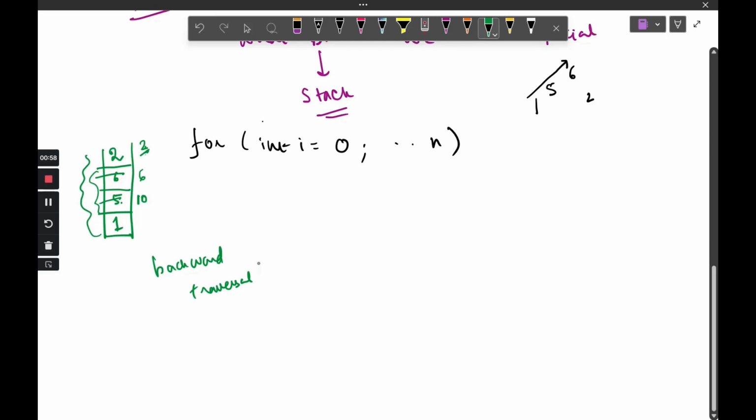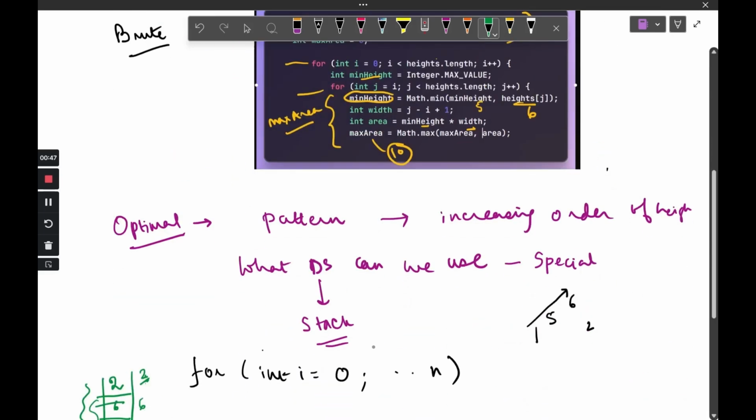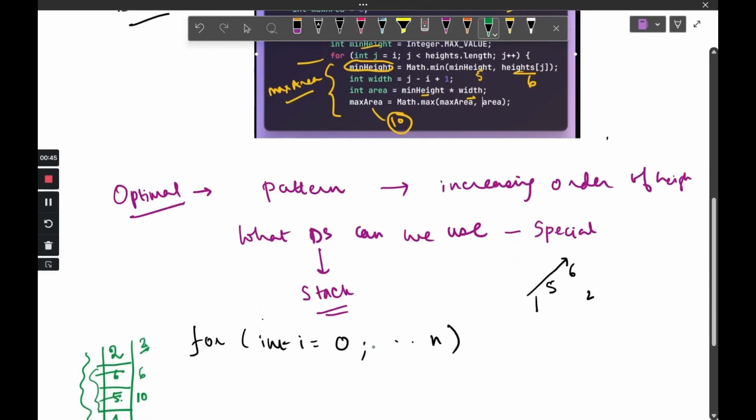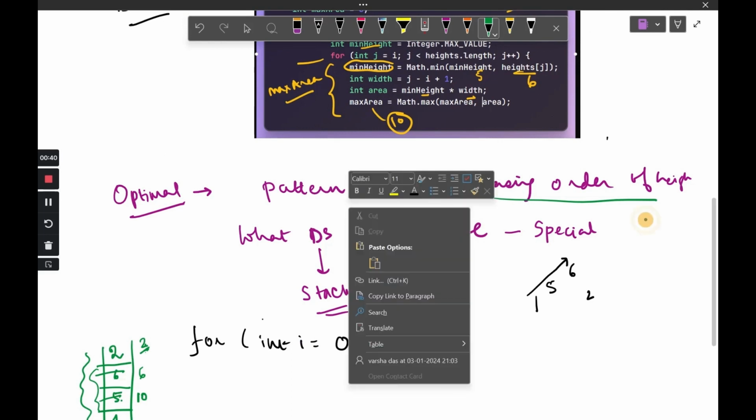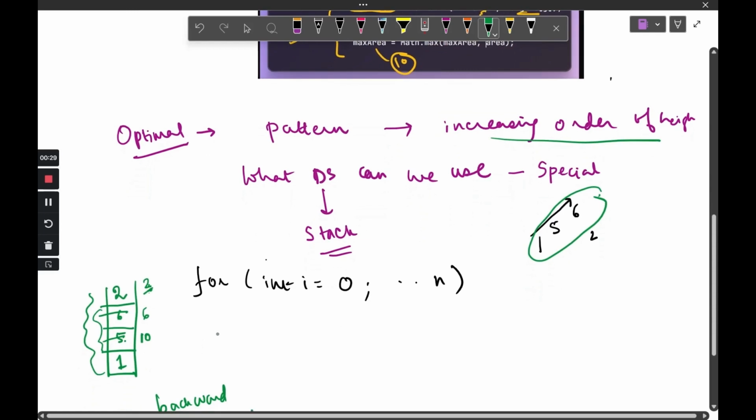Because we do not have the luxury of staying at a bar and then looking forward by doing another traversal for the rest of the array to find out the min height. So we make use of this concept of increasing order of height, the pattern that we saw. If it is in increasing order, we keep piling it on top of the stack. The moment something violates this pattern, we start popping out from the stack and calculate the area then and there. Let's do a dry run.